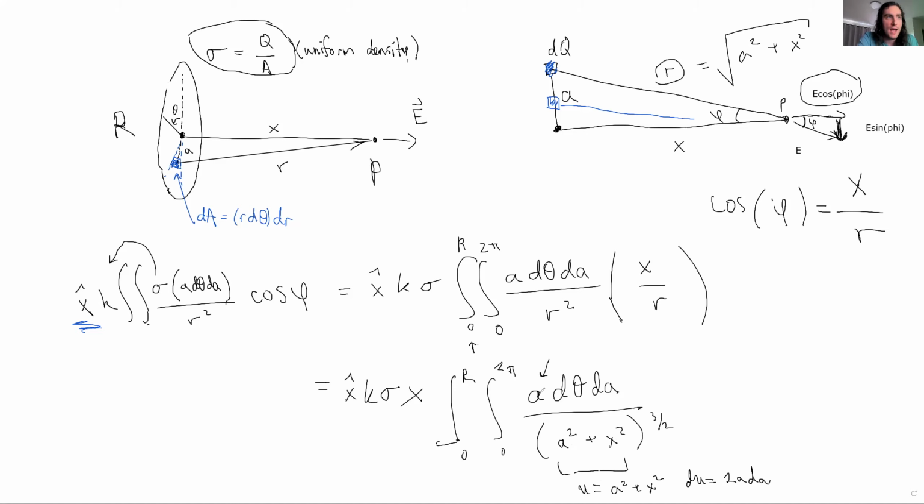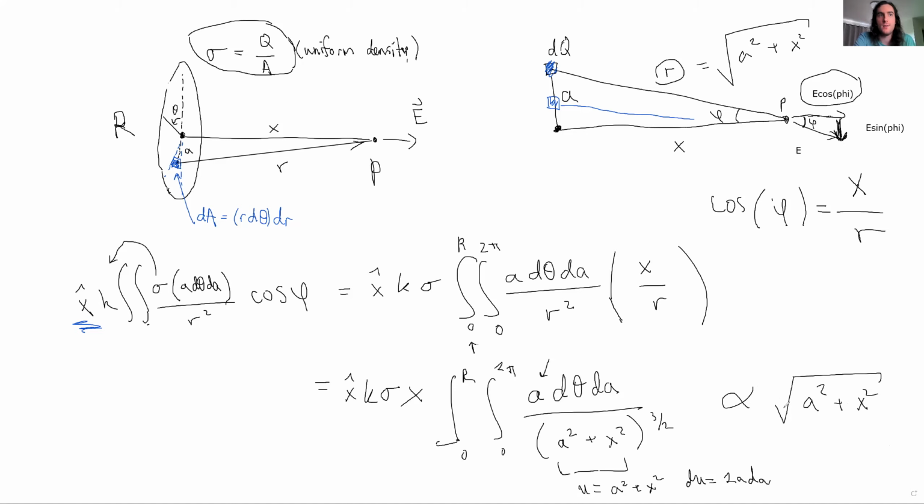So look, we have an a and we have a dA there, so this integral is not difficult to do. It's basically 1 over u to the 3/2. That's going to integrate to, what is it? It's going to integrate to u to the minus 1/2. So the answer we're looking at by the end of everything is something proportional to the square root of a squared plus x squared.